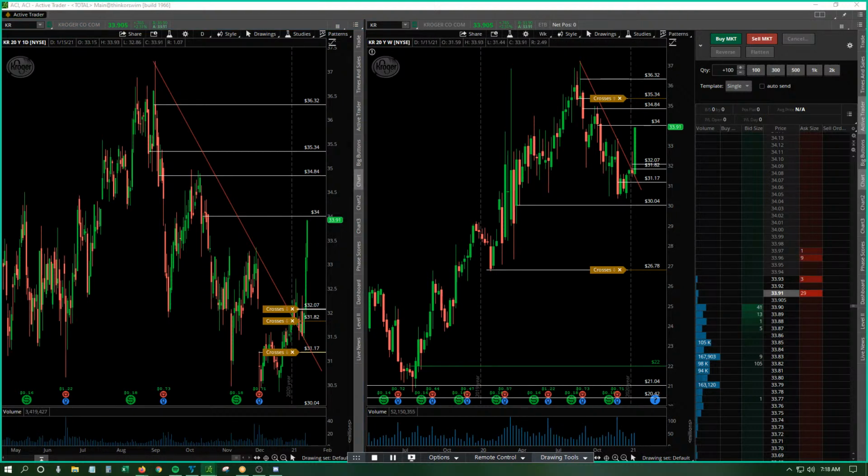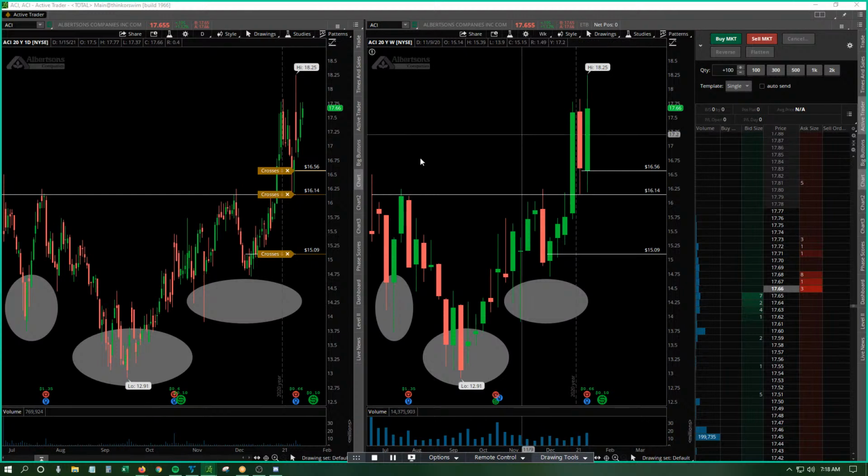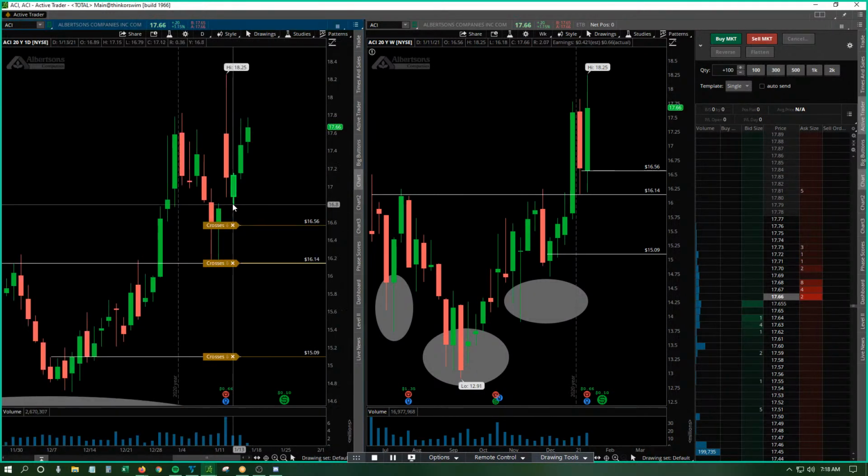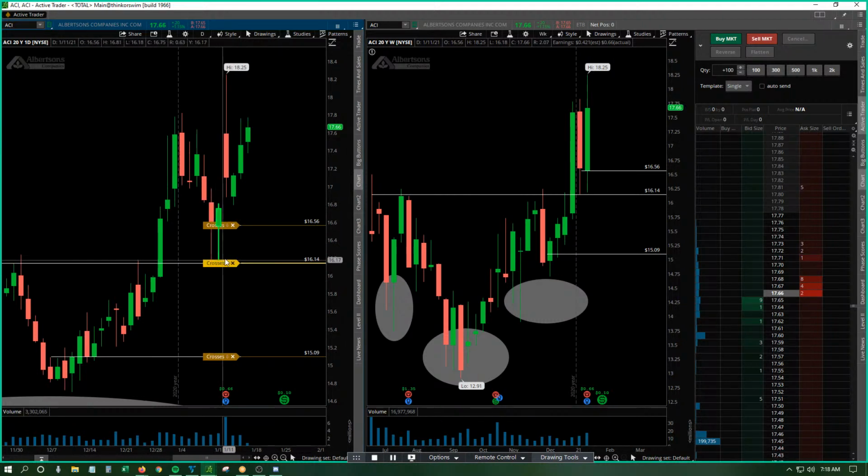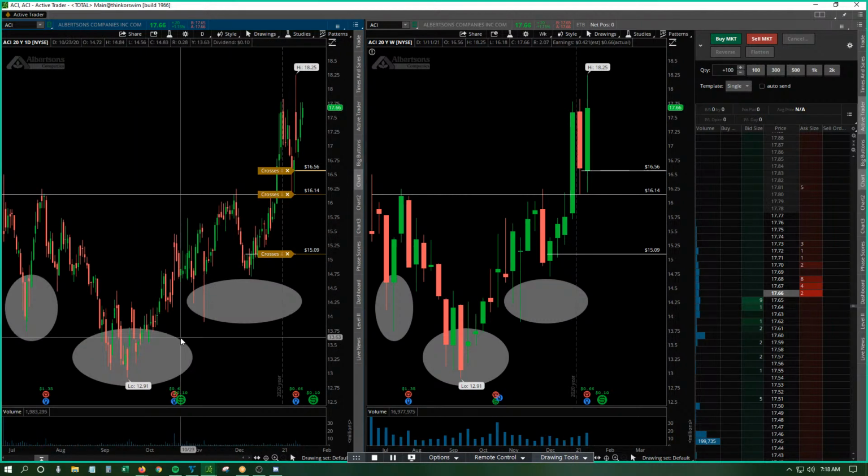The other grocery store, Albertsons. It did fill its gap. I mismarked it. 1682. Had a level at 1614. Never crossed below it, so we didn't get alerted. So that didn't work. But this guy has been moving higher.